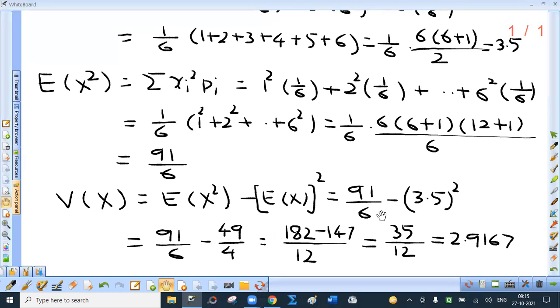You may say 91 upon 6 is 15 point something. And what is square of 3.5? It is 12.25. So you can write that also. But here I have written 3.5 means 35 by 10 as 7 by 2. So its square is 49 by 4. LCM is 12 and so on. So I'm getting variance as 2.9167.